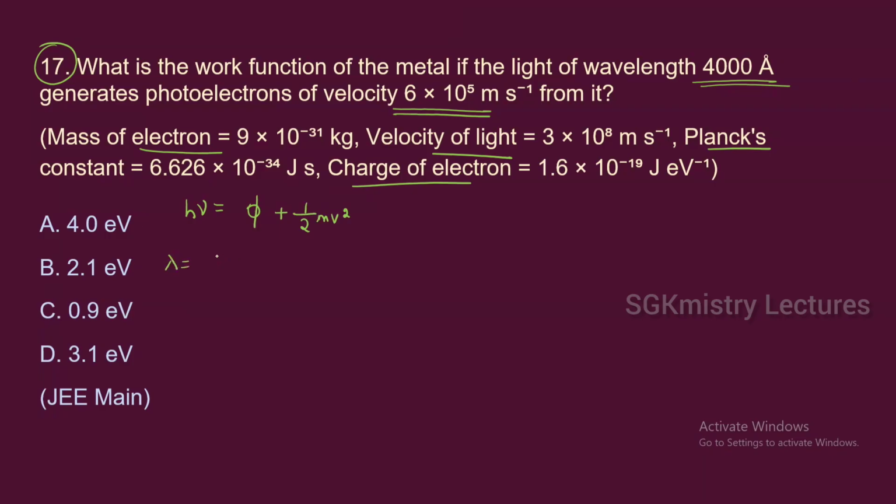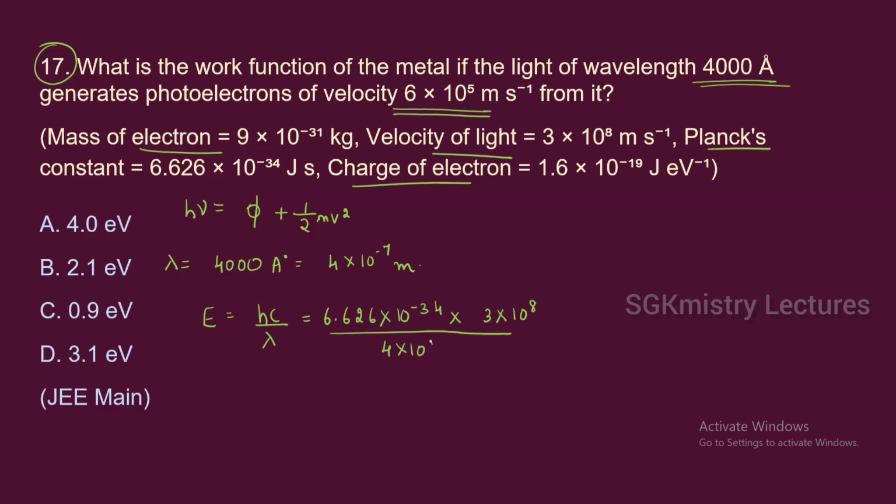So we know that lambda is given, that is 4000 angstrom, which is nothing but 4 into 10 to the power of minus 7 meters. So we have E is equal to hc by lambda. So I can write it as 6.626 into 10 to the power of minus 34 into 3 into 10 to the power of 8 divided by 4 into 10 to the power of minus 7. So when we calculate, we get 4.97 into 10 to the power of minus 19 joules.